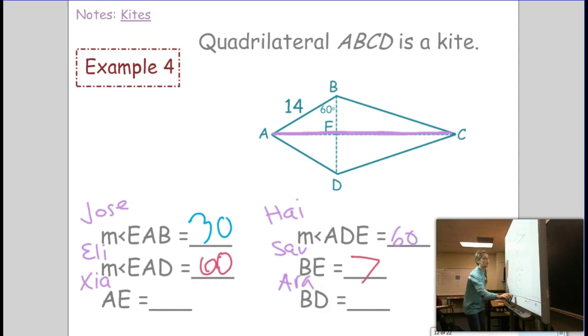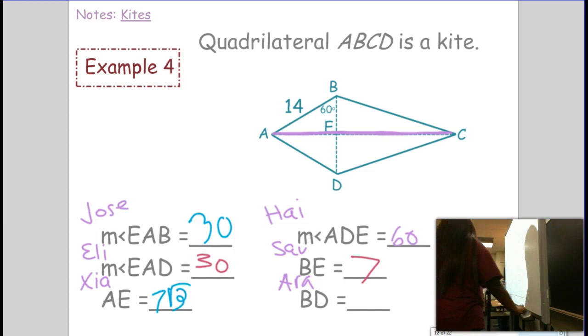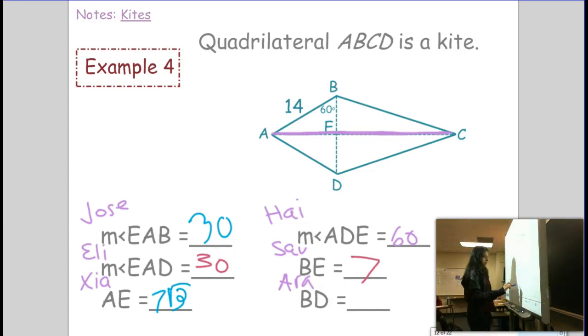Change this one here to half of that, okay? It's 30. But we'll go over it. Okay. Zaya, Araceli? Oh my goodness, you're awesome, Zaya. Very good. Called the right name for that one. Oh, try again, Araceli, try again. BD. BE is 7, so BD can't be 7. Beautiful.